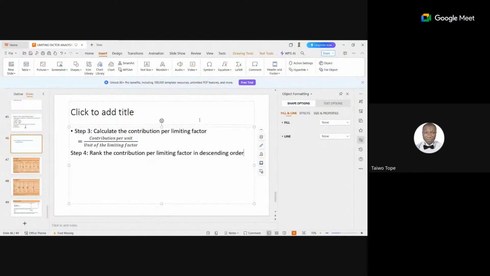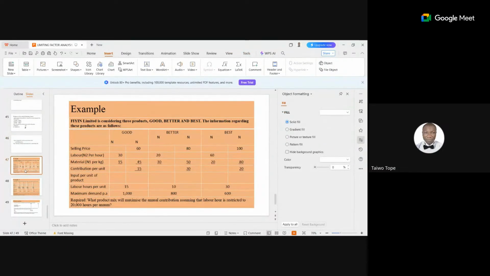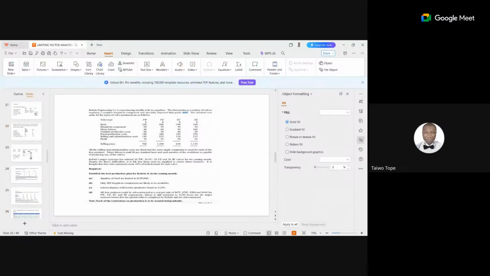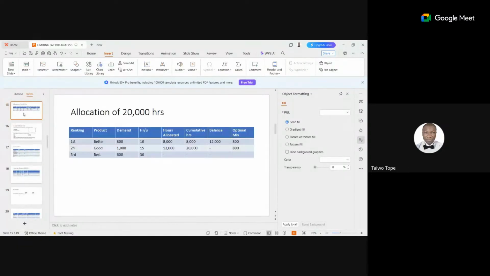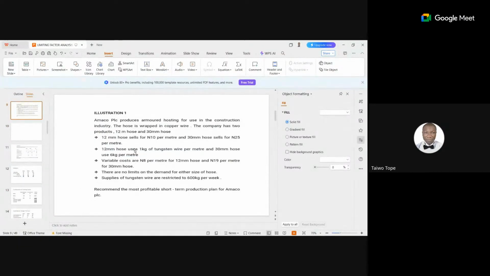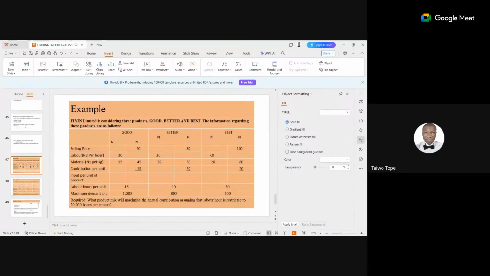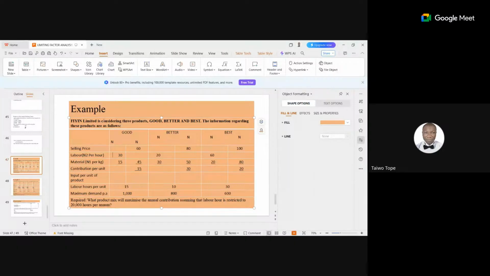With this, I want us to look at this example. I usually make use of one simple question to make students understand the concept of limiting factor. That is this question, but I'm not going to use that now. I'm going to come straight to this question. Can somebody read, please?